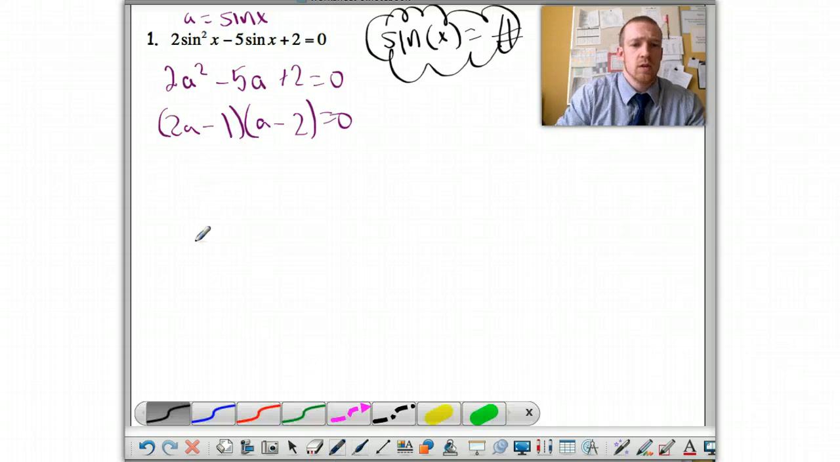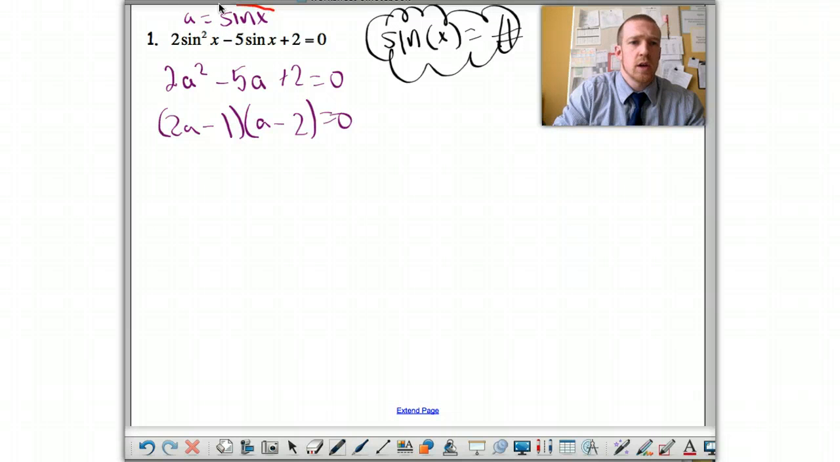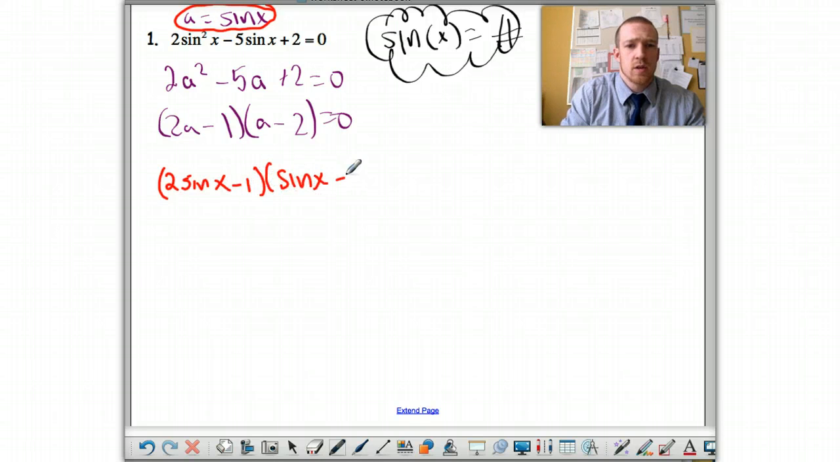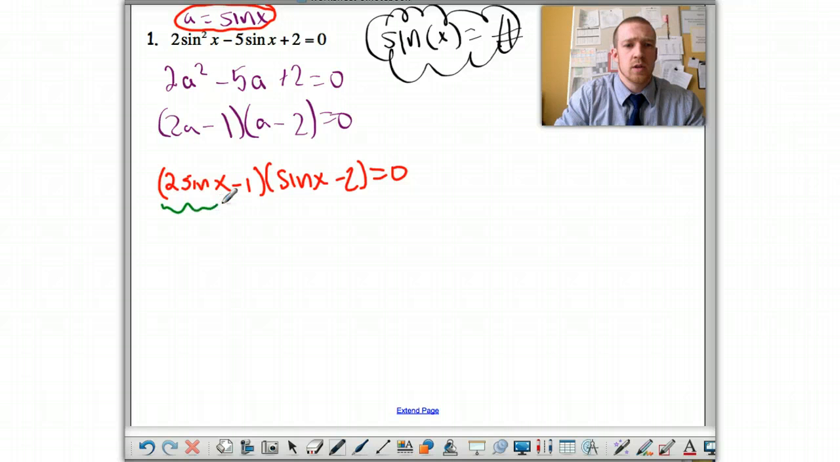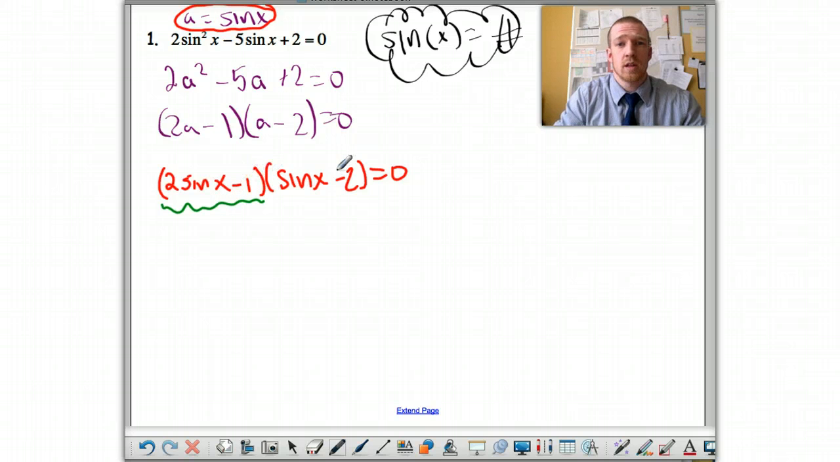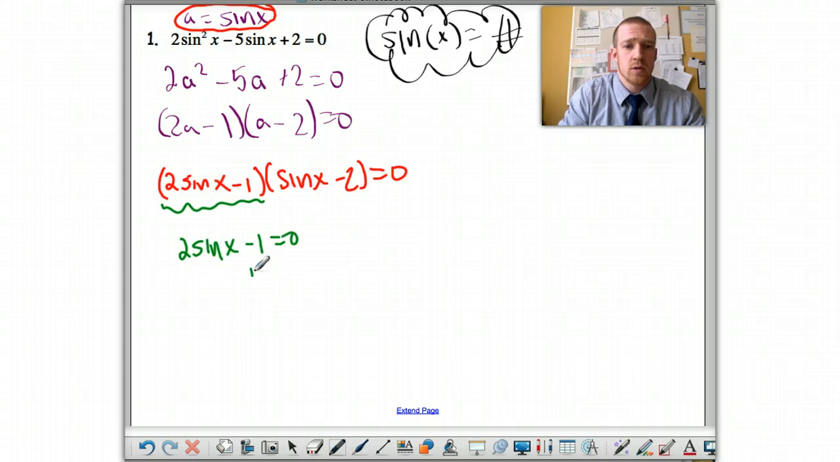Now I'm just going to re-substitute this back in here. So now I'm going to write 2 sine of x minus 1 times sine of x minus 2 equals 0. So now I can solve them in pieces. So I have to set that equals 0. If this equals 0, then 0 times anything is 0. So we've got 2 sine x minus 1 equals 0.